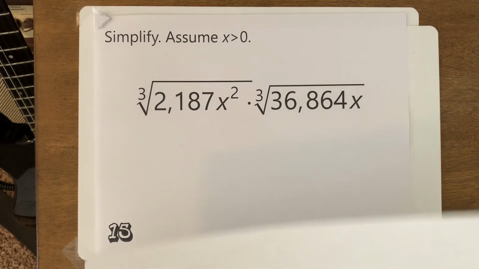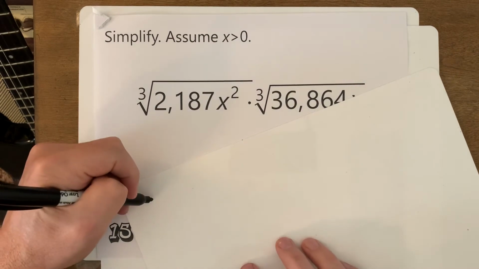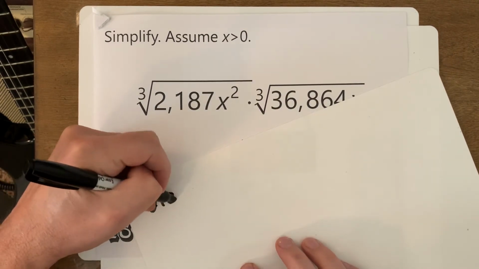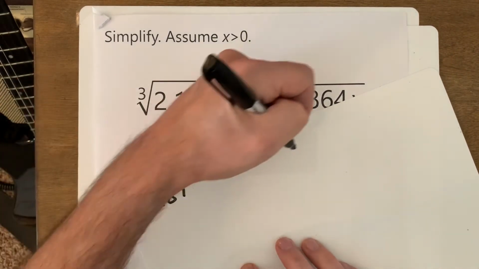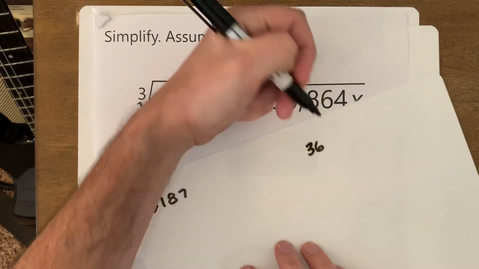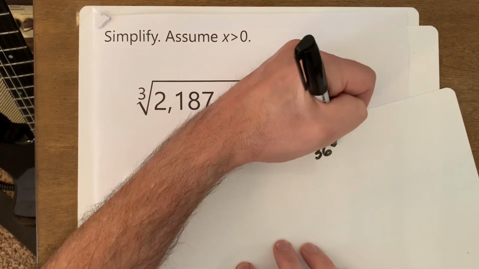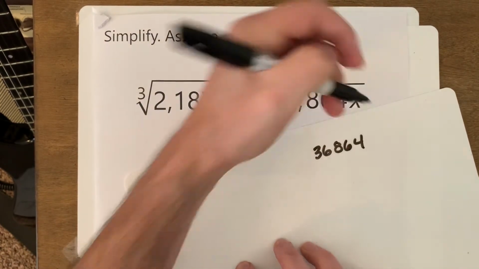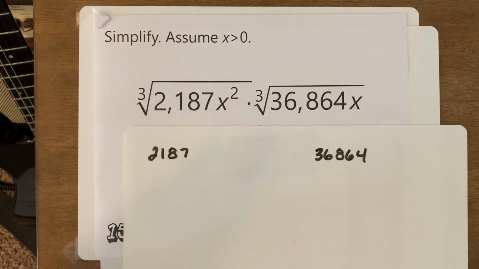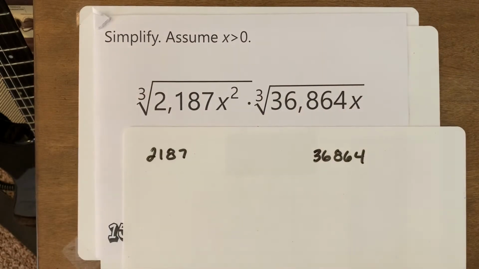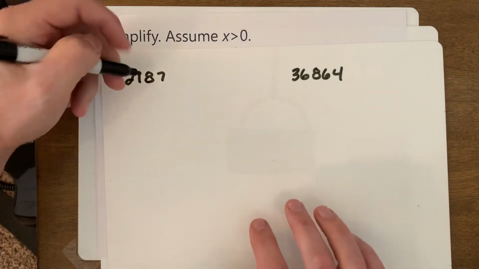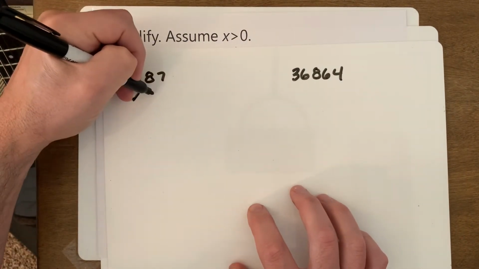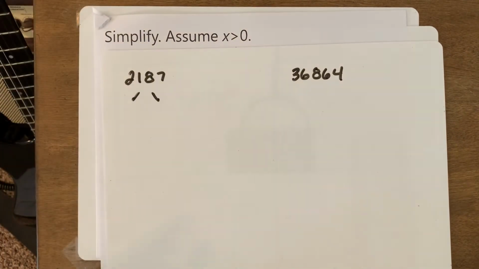So what I'm going to do is take 2187, and I'm going to take 36864. Why I choose to do this to myself, I'll never know. Okay, and it is cube roots, but that doesn't really matter right now, because all I want to do is break them down. Okay, so let's get all of our factors here.